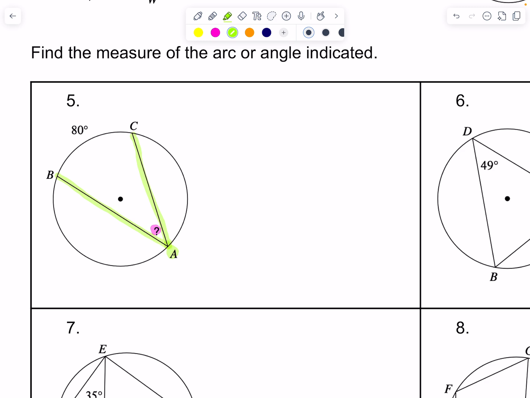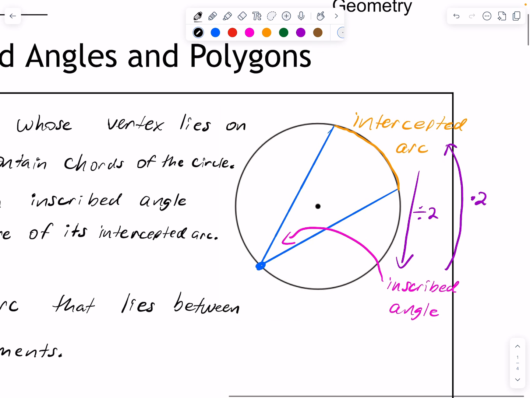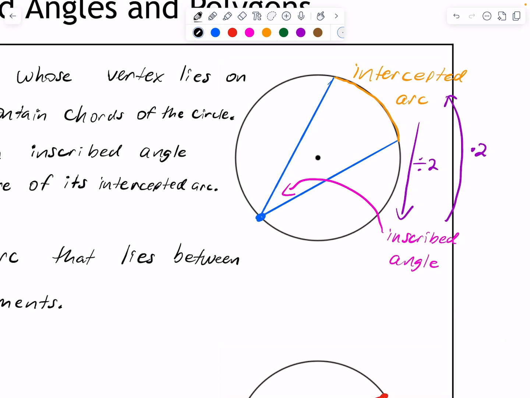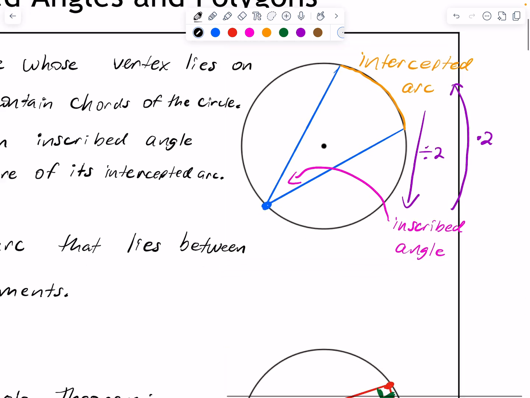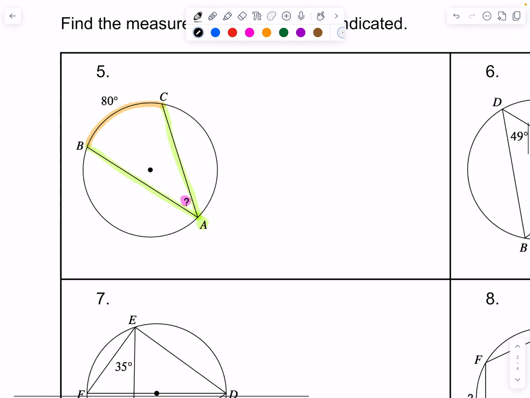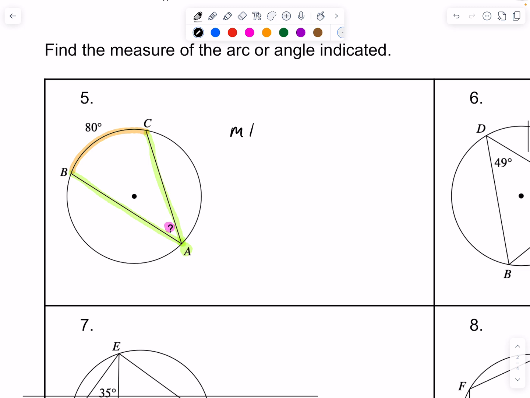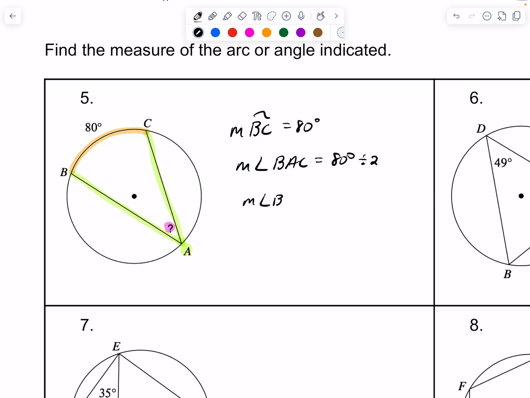So what I want to do is highlight this intercepted arc, BC. And I told you at the very beginning, I'll go back up here, there is a mathematical relationship between those: if you know the intercepted arc and you want to go to the inscribed angle, we're going to divide by 2 to go that direction. So if the measure of arc BC is 80 degrees, then to go to the measure of angle BAC, we're going to do 80 degrees divided by 2. So the measure of angle BAC is 40 degrees. Remember, that's the relationship. All right, let's do number 6.